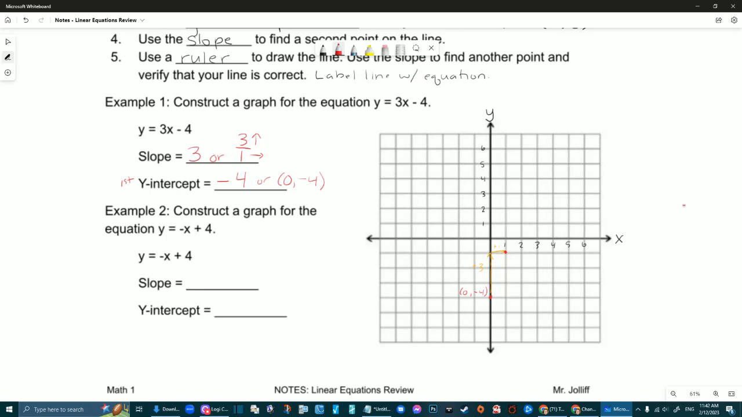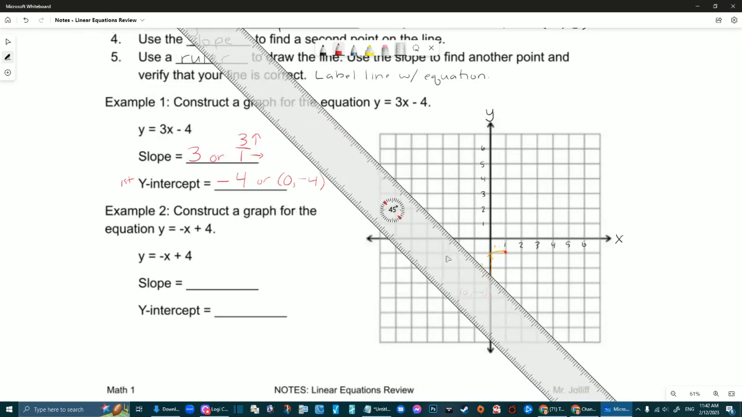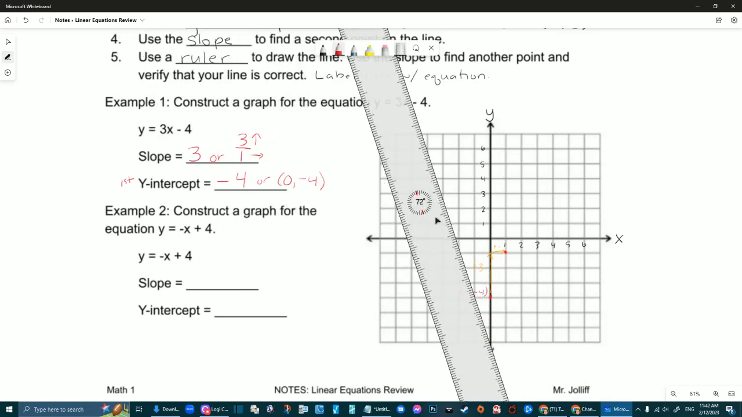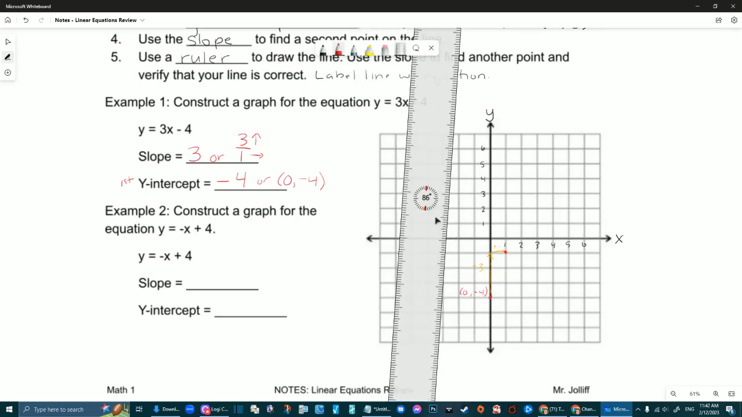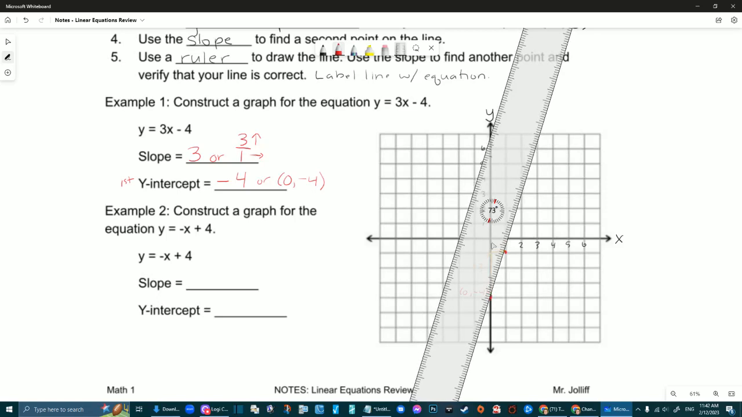And then our last step, step 5: use a ruler to draw the line, check that we did it correctly, and label it. So I'm going to pull up my ruler tool here. See if we can get this rolling. Might be a little tricky. I haven't tried to do this before. Close. Oh, that looks pretty good. Work for you guys? I think that's as good as it's going to get for my computer.